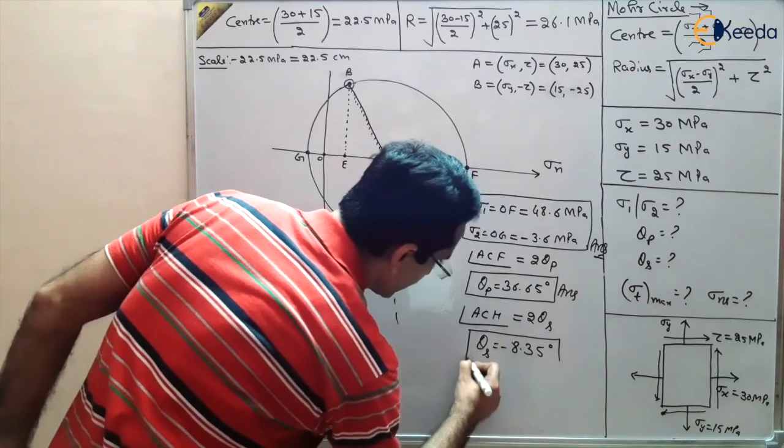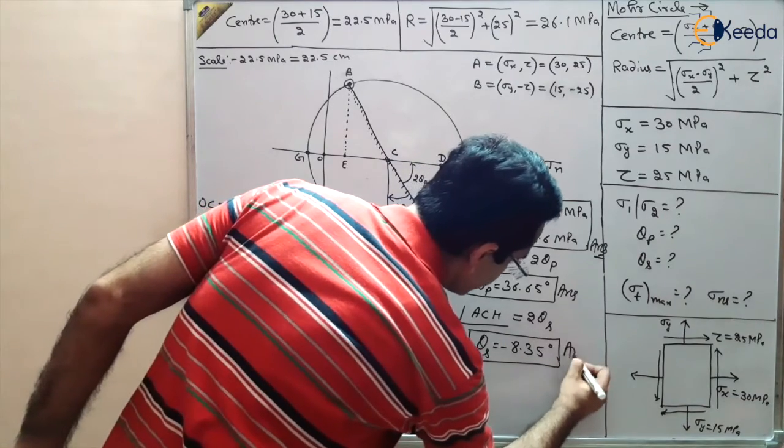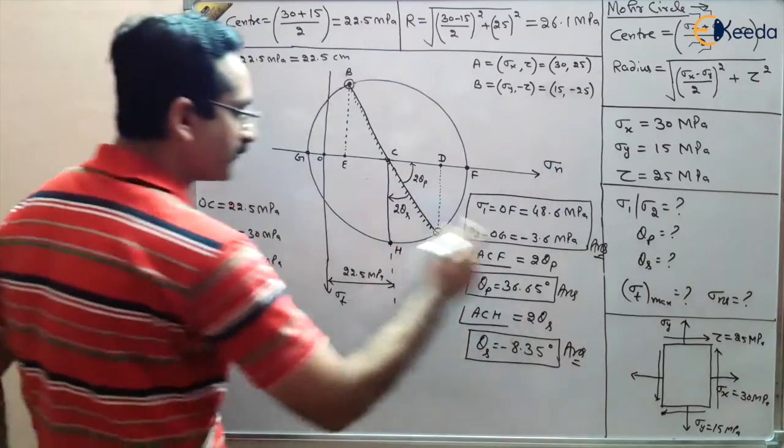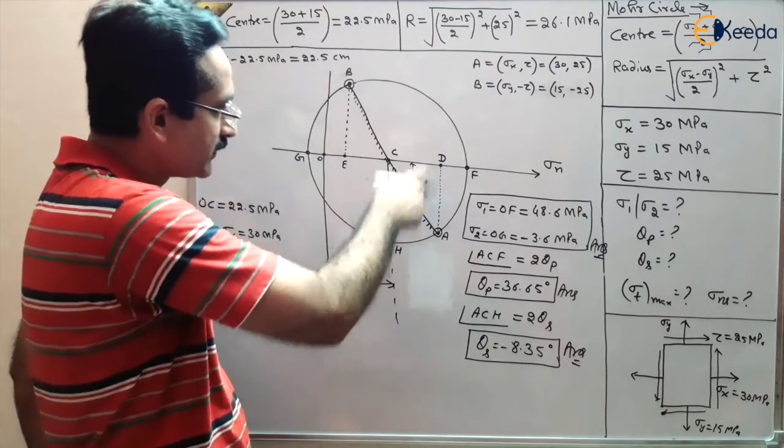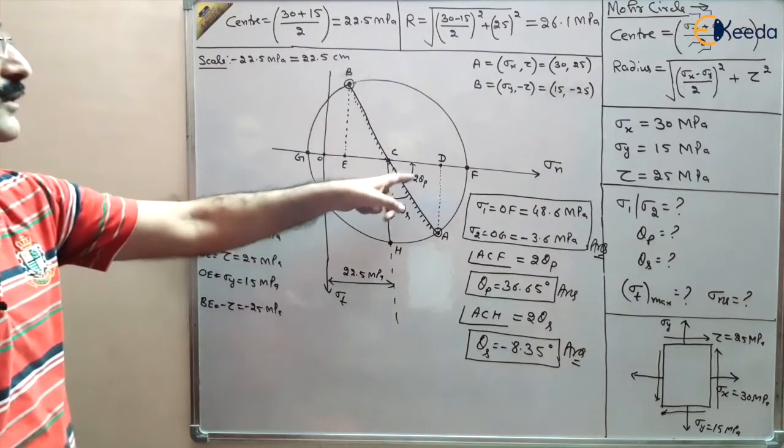We have already solved by analytical methods, now we are solving by graphical methods. 8.35, right? And minus because we are moving clockwise now. Anti-clockwise we have taken positive.